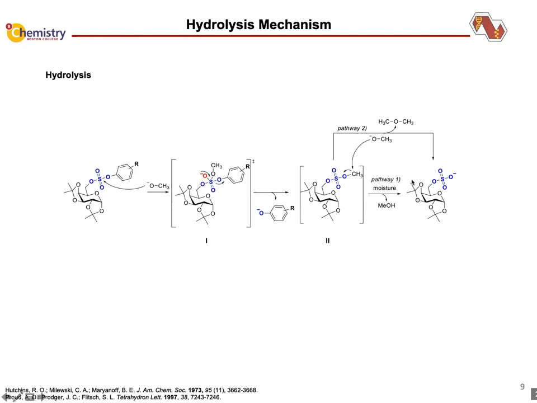One is that, because we conducted this reaction in methanol, there will be a trace amount of water. This water will nucleophilically attack this methyl group to form methanol, as well as the sulfated sugar. The other pathway is that if it's nucleophilically attacked by the methoxide ion, then it can also generate the sulfated sugar as well as dimethyl ether as the side product. Either way, the sulfated sugar can be generated in relatively high efficiency.